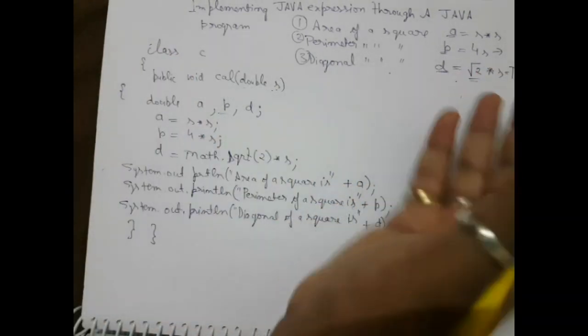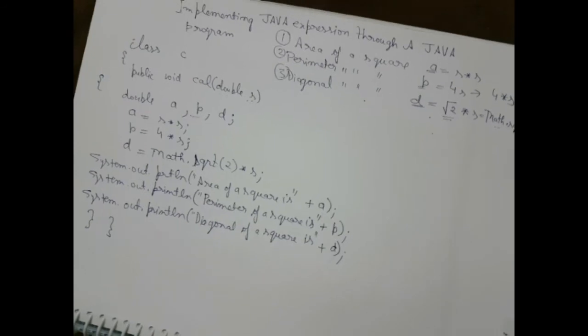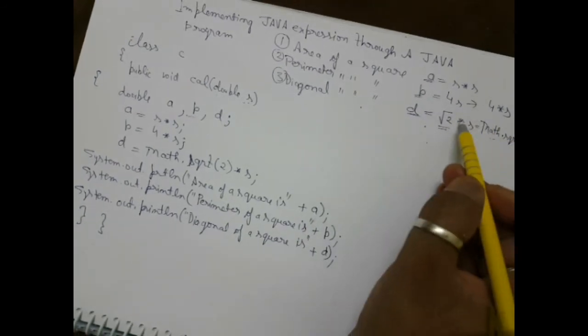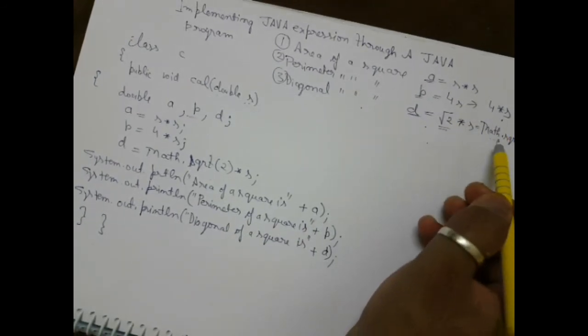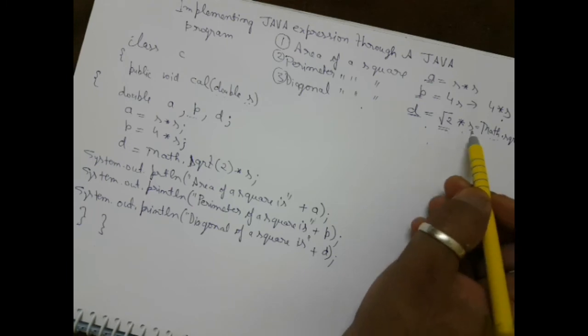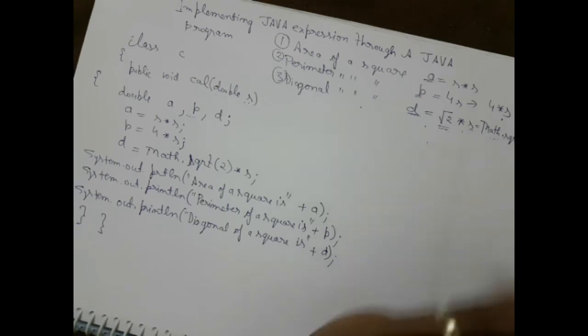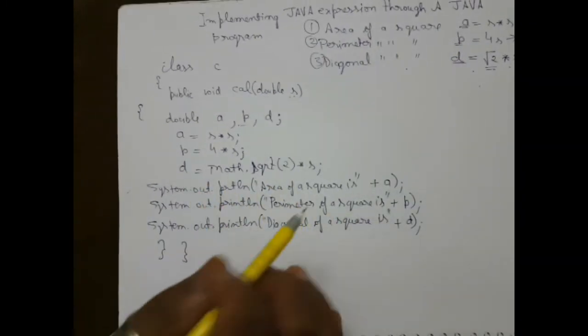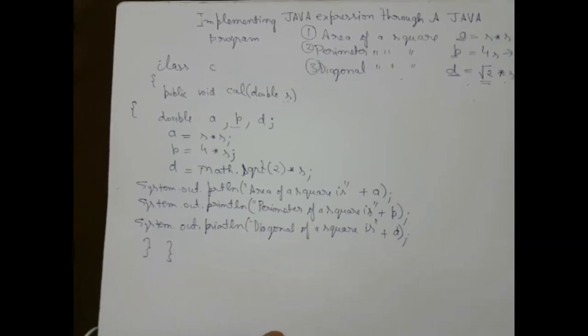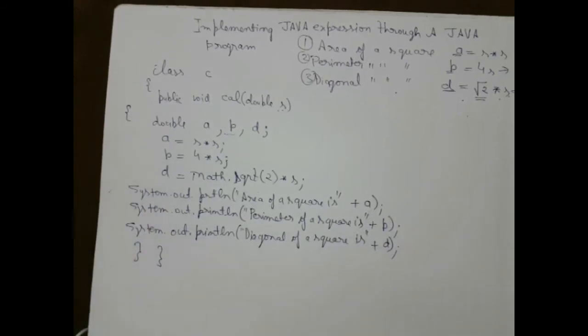So you can see that three expressions are there: s asterisk s, 4 asterisk s, and square root of 2 asterisk s. And all these three have been implemented in a program. So students, these programs where we have to use Java expressions are very, very easy. So in the coming videos, I'll be going for some other expressions as well. I hope everybody has understood it well.